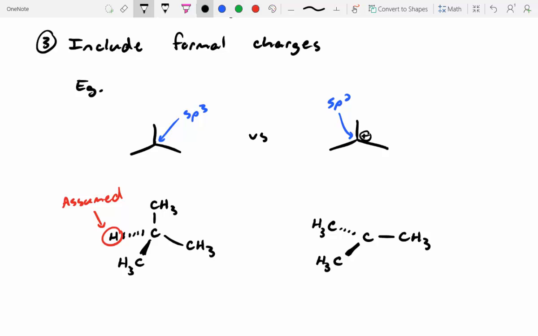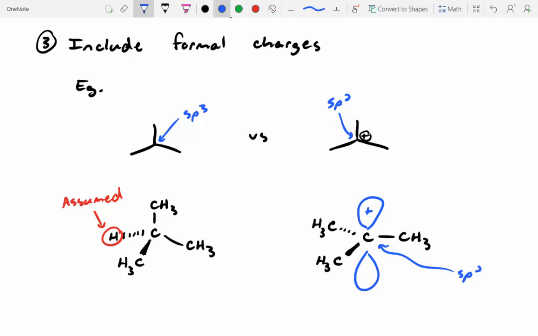So remember, we said this is sp2. What orbital is left over if we're dealing with sp2? P orbital, right? So let's draw this p orbital in. This p orbital is empty, right? We don't have an assumed hydrogen anymore, but this p orbital is hanging out above and below the plane here.